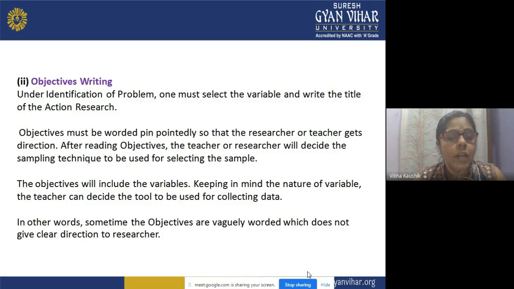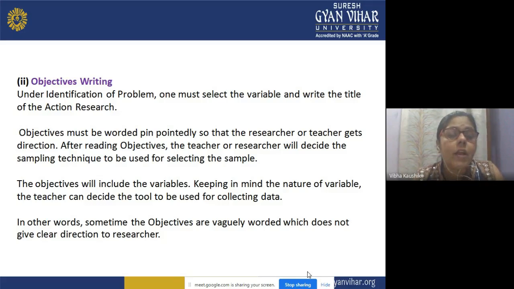Now, the objectives will include the variables, means the variables which we have selected for our action research should be included in what? Our objectives. Keeping in mind the nature of variables, whether it is a dependent variable or an independent variable, the teacher can decide the tool to be used for collecting data. Means after deciding the nature of the variable, I have to decide what tool I will use. Now, what is a tool? A tool is a means of collecting some information.